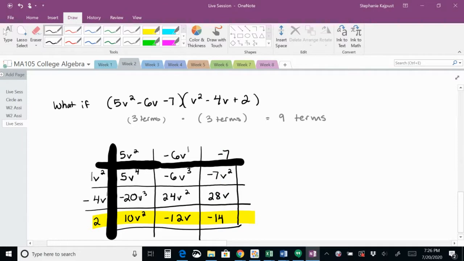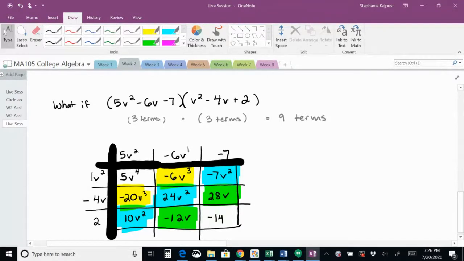And now it's time to combine all of your like terms. Now, if you noticed, I'm going to highlight my like terms here. They tend to collect along the diagonals. So everything with a v squared is on a diagonal here. Everything with a v cubed is on a diagonal. And everything with the v is on a diagonal. So those collect along the diagonals, and so we can combine those together.